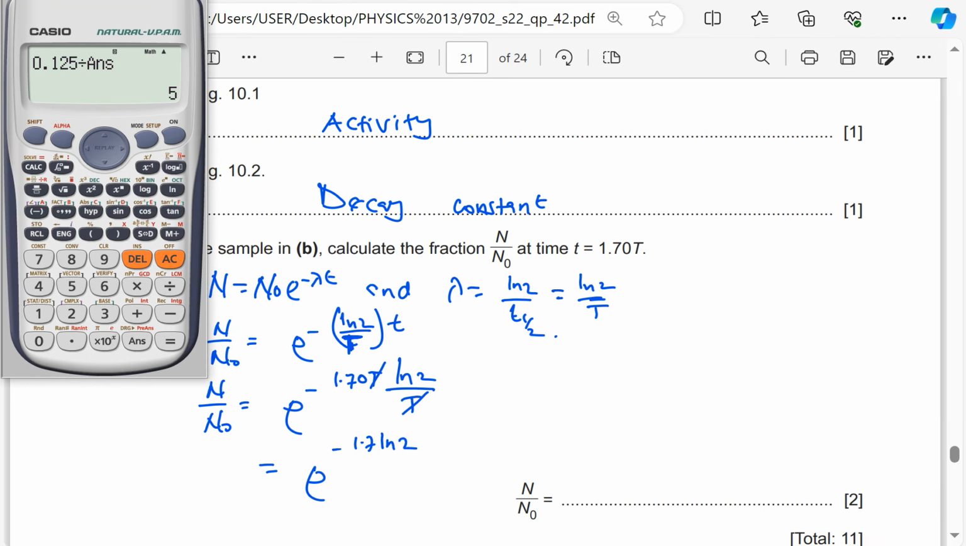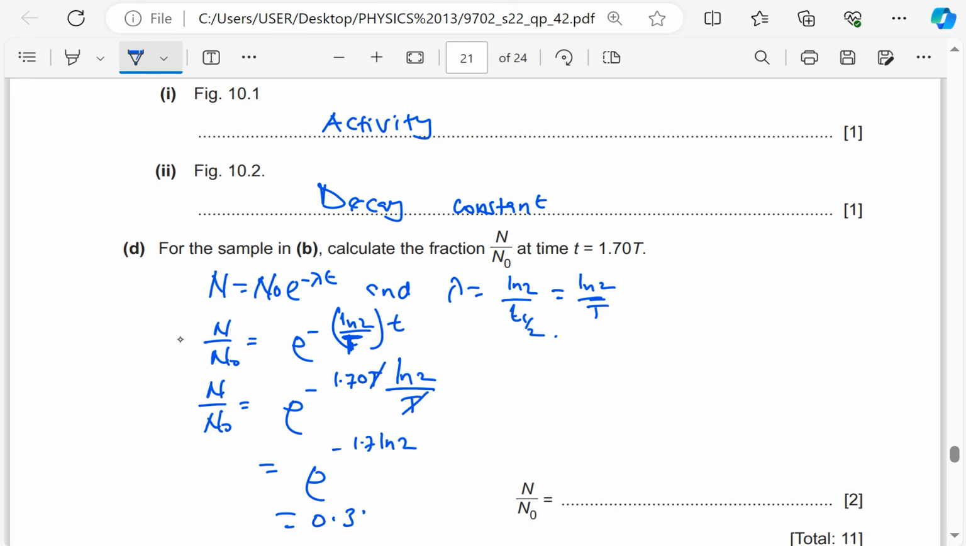I'll press my calculator: shift e, power negative 1.7 ln of 2. So this is giving me 0.3077, so it is 0.31.